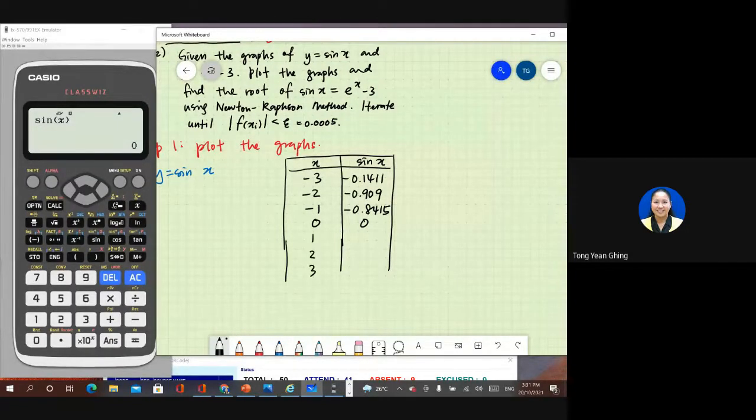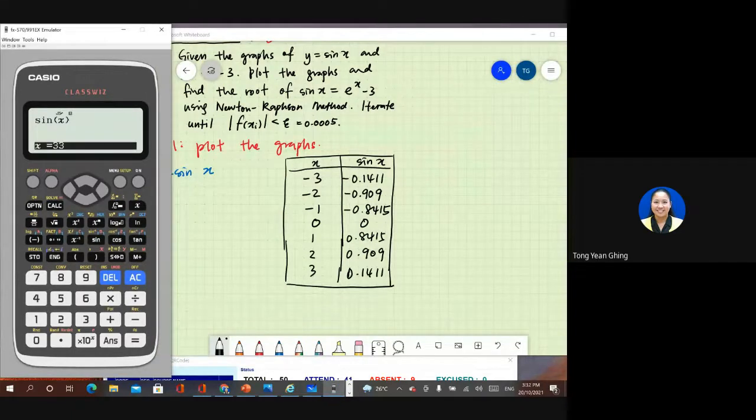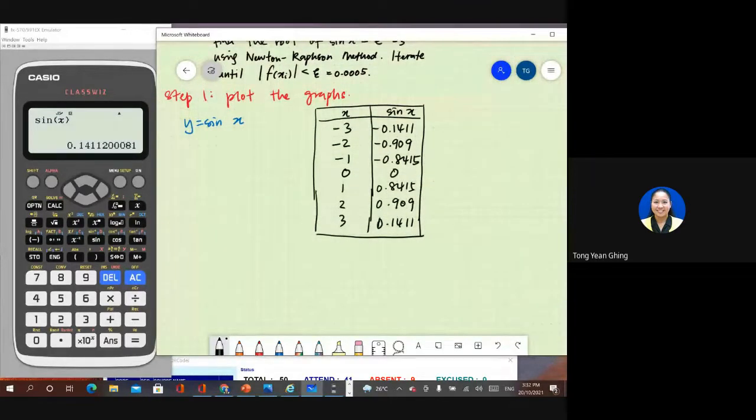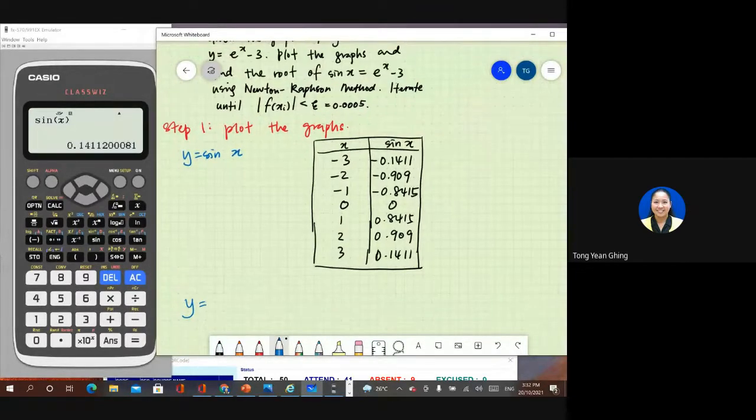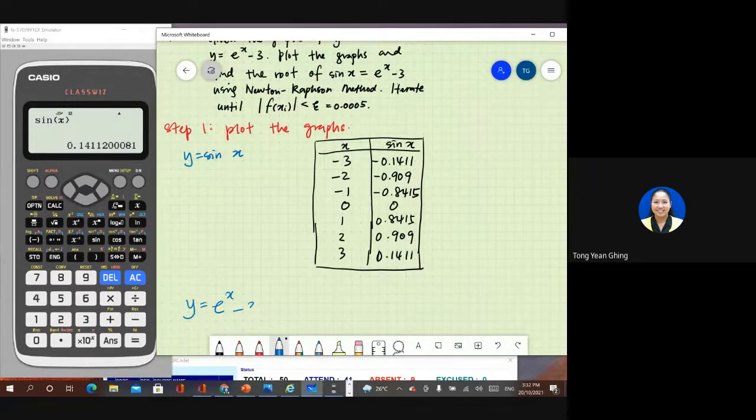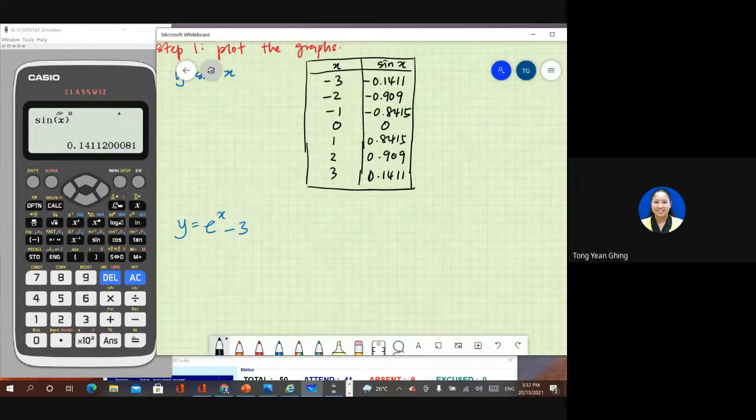Then 1, 2, 3. The sign is reversed. So it becomes 0.8415, 0.909, 0.141. Let's double check, 3. Okay, it is correct. So this is sine x. Now if y equal to this one, e to the power x minus 3, it is similar. Let's try this one also.